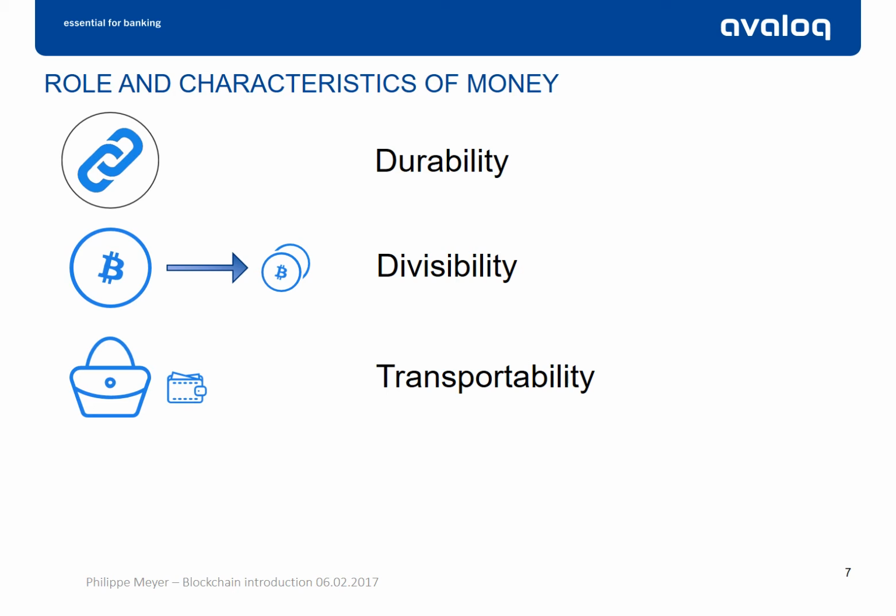In ancient times, it was related to precious metal. Now, durability is coming from the backing of states and institutions. Divisibility. Money has to be divided in small increments in order to ensure the exchange function with efficiency. Transportability. Money can be transported from a place to another so that exchanges can be performed anywhere.